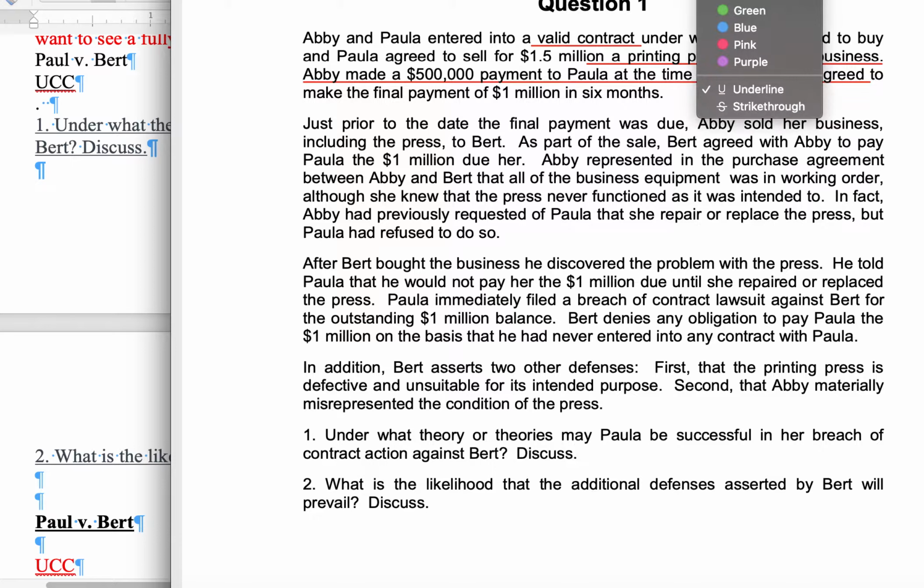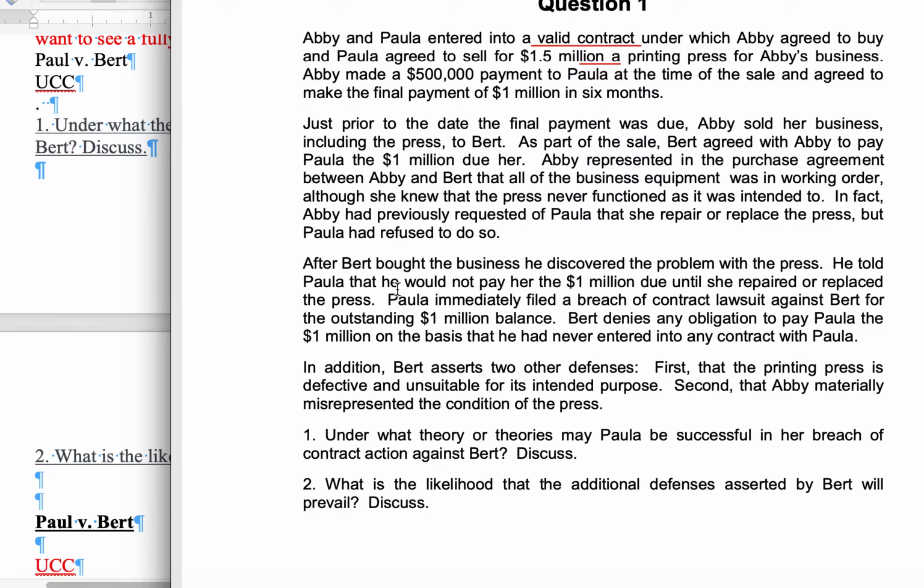Paula sells printing presses. That's what she does, and she deals in the kind of goods. Well, anyway, so let's read the next one.